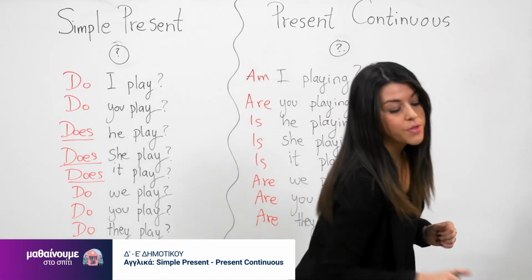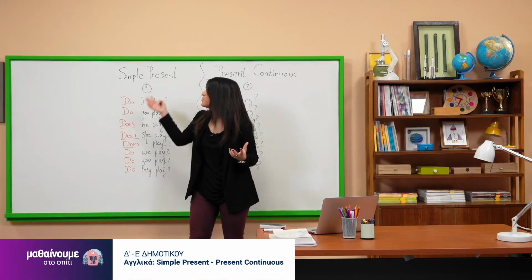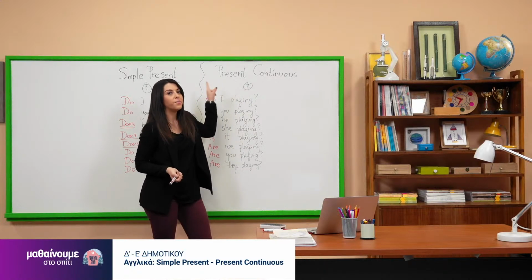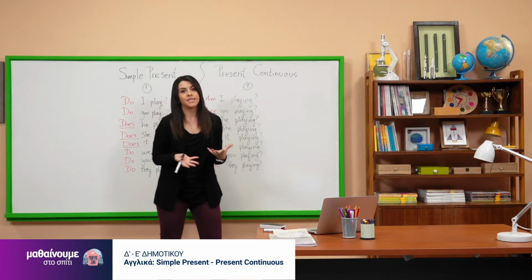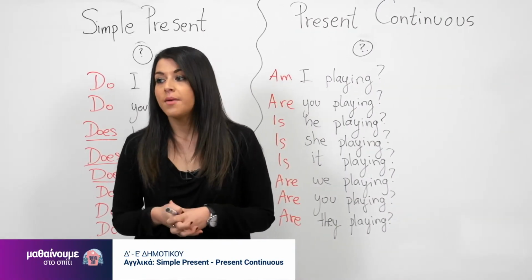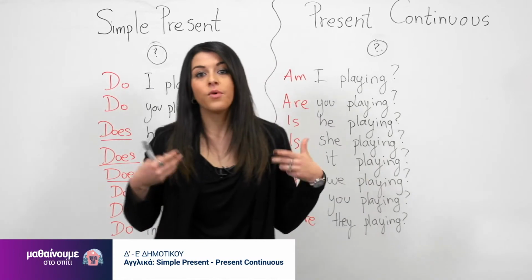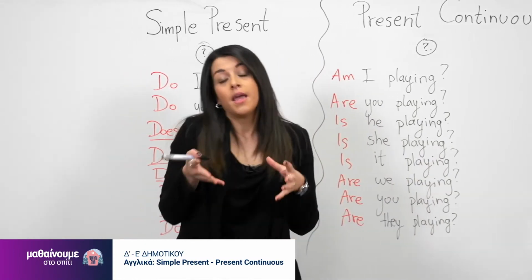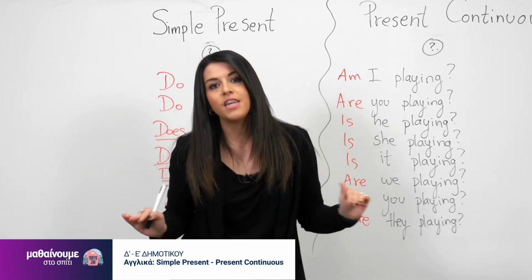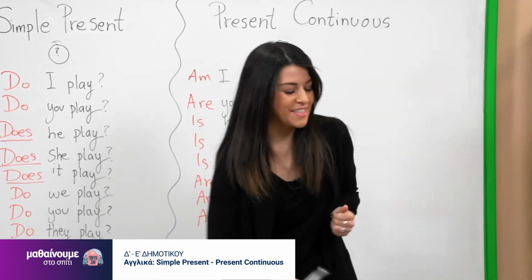And the third important use, simple present, is for timetables. Timetables are τι ώρα φεύγει το λεωφορείο, το αεροπλάνο. For example, the bus leaves at 9. Okay, το λεωφορείο φεύγει στις 9. You use simple present. But present continuous, this is important, is used for future plans. Όταν έχουμε σχεδιάσει να κάνουμε κάτι στο κοντινό μέλλον. For example, tonight I am watching a movie with my friends. Or tonight I'm making pizza. So it's something that will happen στο κοντινό μέλλον, in the near future, because you have planned it. Το έχεις σχεδιάσει να γίνει οπωσδήποτε. Okay? So these are the three basic rules about when we use these tenses.